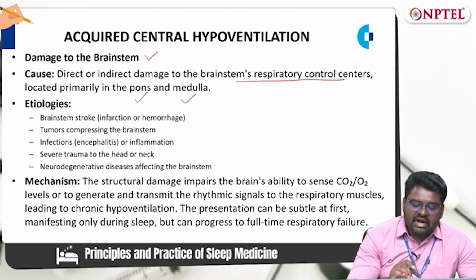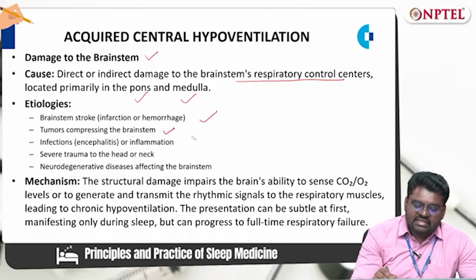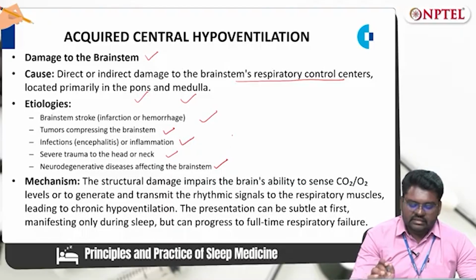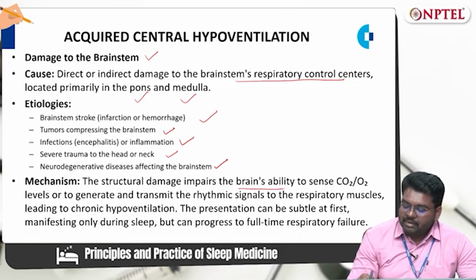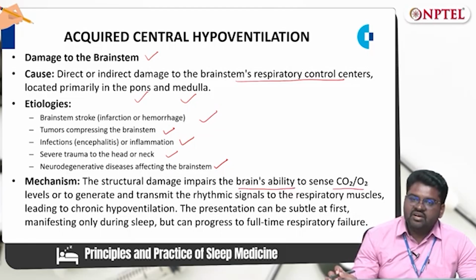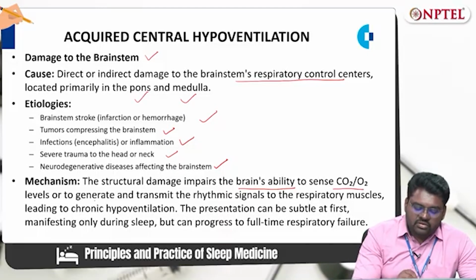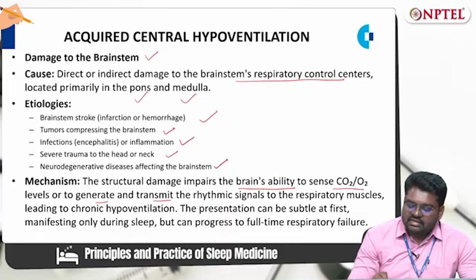The etiologies are brain stem stroke, infarction or hemorrhage, tumors compressing the brain stem, infection, severe trauma to the head and neck, and any neurodegenerative diseases affecting the brain stem. So these are the common etiologies for these conditions. The mechanism is that structural damage impairs the brain's ability to sense carbon dioxide and oxygen levels, or to generate and transmit the rhythmic signals to the respiratory muscles.